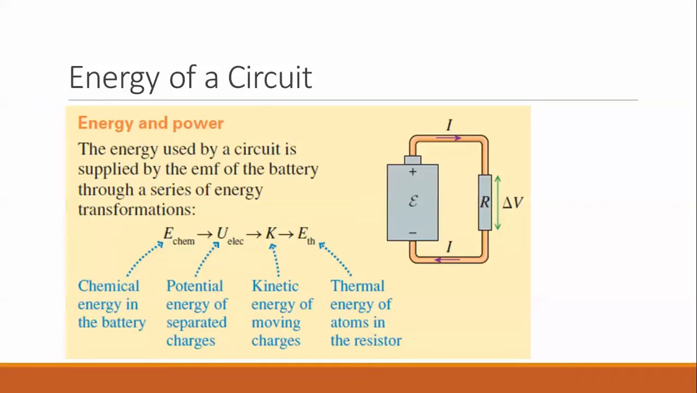Energy that we use in a circuit comes from the EMF of the battery, and it goes through a series of energy transformations. It starts as chemical energy inside the battery. The chemical energy is converted into electrical energy, which is potential energy from the charges separated between the positive end of the battery and the negative end. That potential energy is converted into kinetic energy as the electrons travel along the wire, and then that changes into thermal energy.